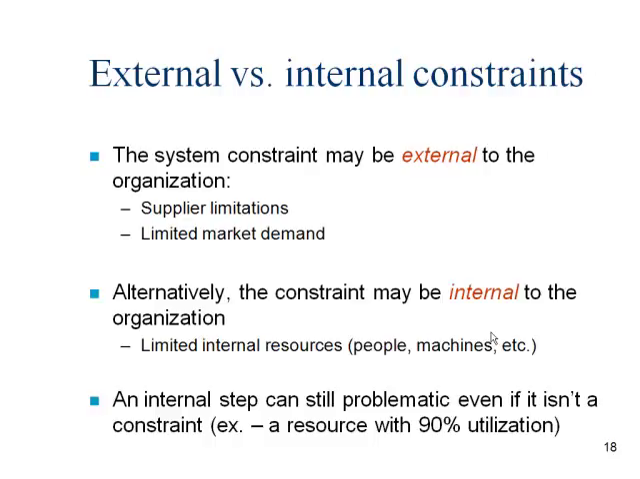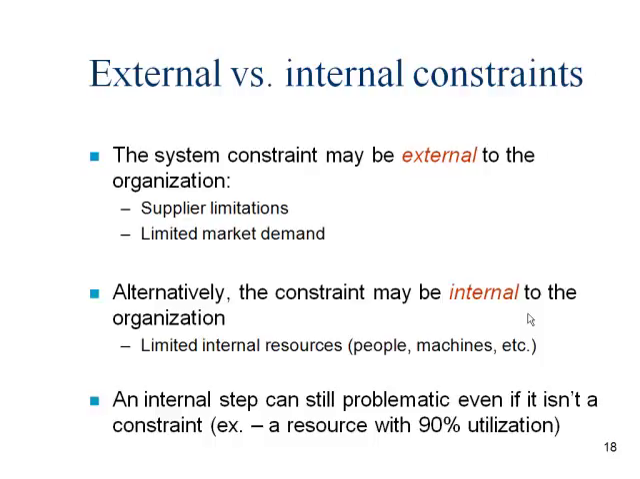The system constraint can be external to the organization. It might be supplier limitations. It might be limited market demand. In some cases, this is good. We want the constraint to be external. If you're an emergency response team, you don't want the constraint to be the number of fire trucks and personnel you have. You want the constraint on number of fires fought to be the demand from the outside. In other words, you don't want to see your internal processes overutilized.